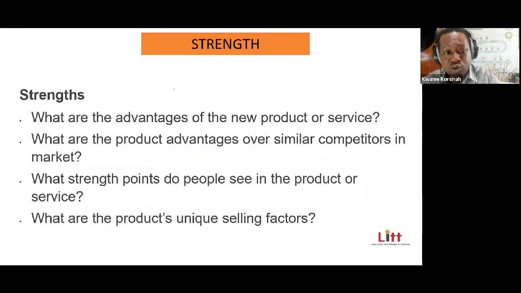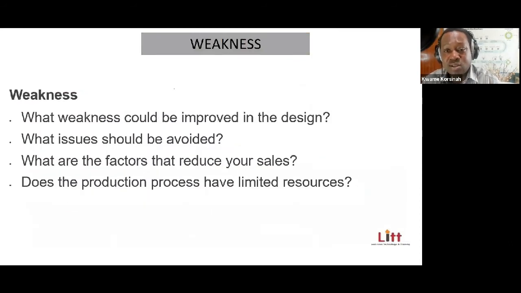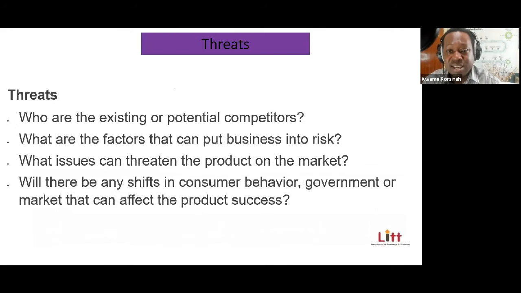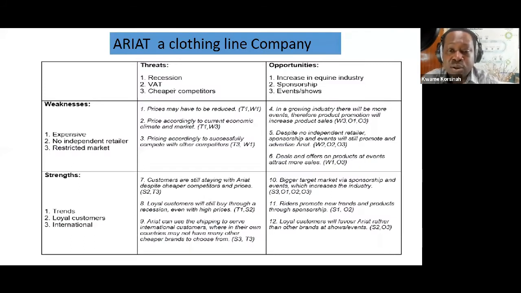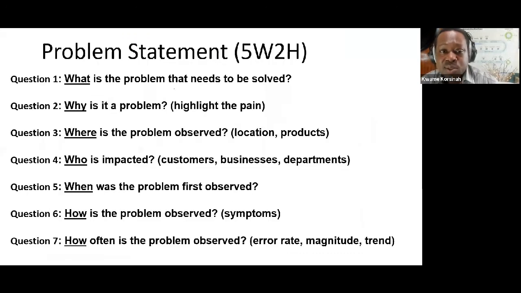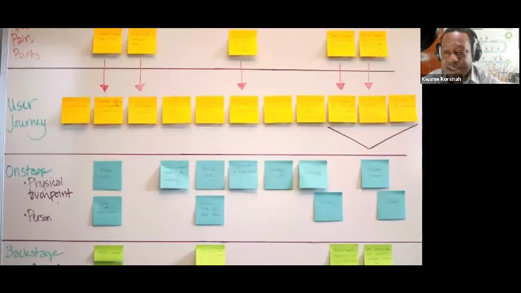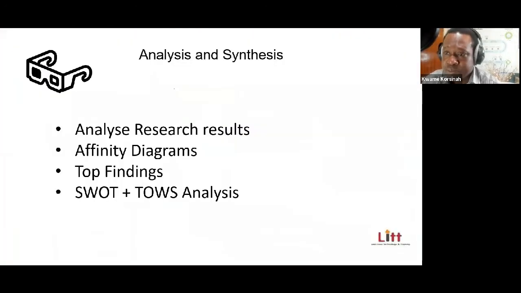We then went through the strengths, weaknesses, opportunities, and threats. And then we looked at the example for Ideate, a clothing line company. And then we all developed an options statement for our SWOT analysis. This is what I have to cover for today's session.